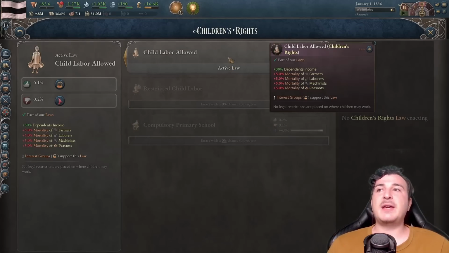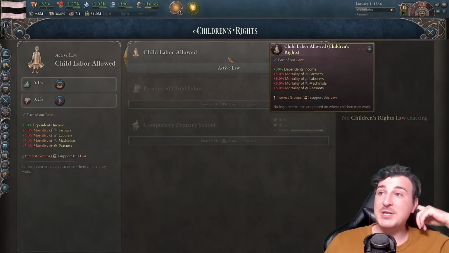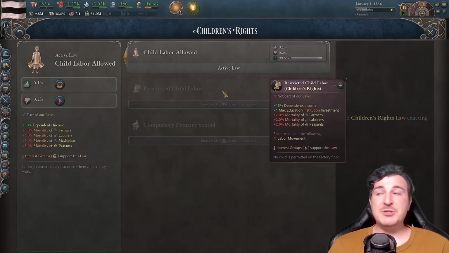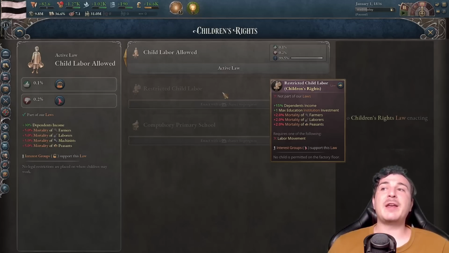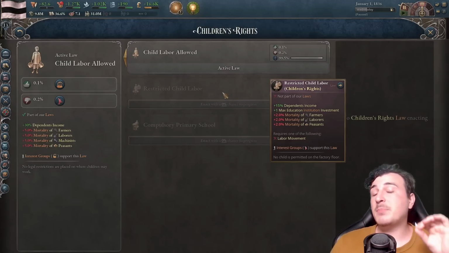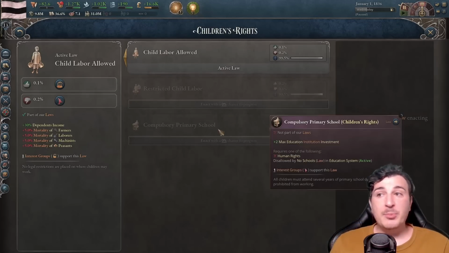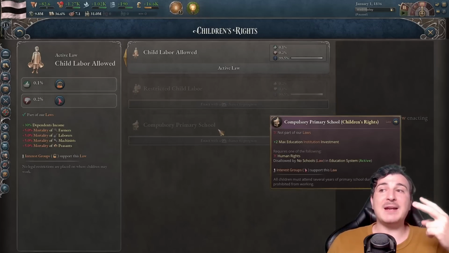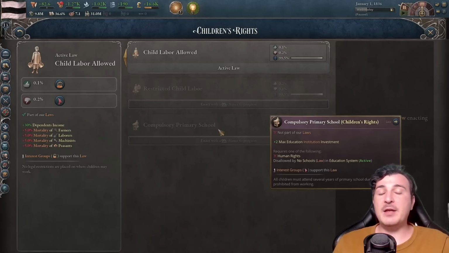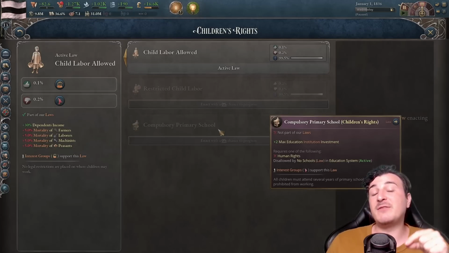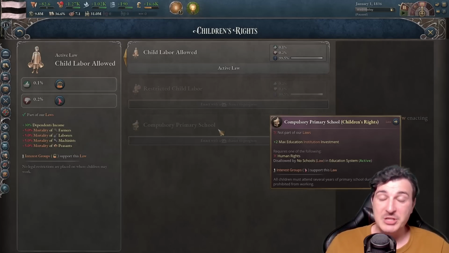Children's rights starts pretty bad, and this offers dependence income, but it does give mortality rate plus 5% for quite a few of your population. Then restrict child labor lowers the mortality rate, and it also lowers the income, but it also increases the education level for your institution. Compulsory primary education gives 2 max education institution level and nothing else. This is the one you want to go for because it allows you to go all the way up to level 5 with your education institution.